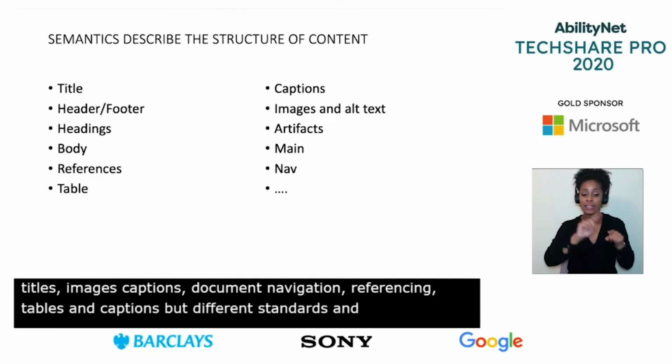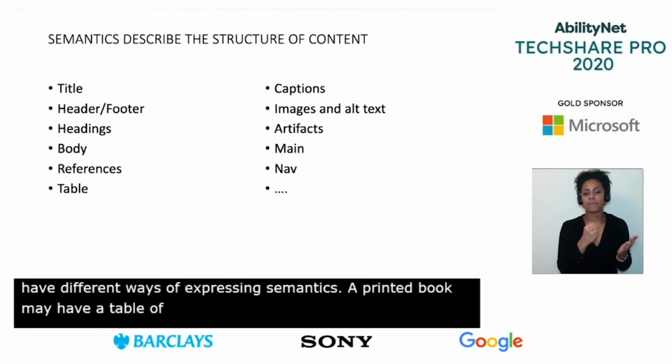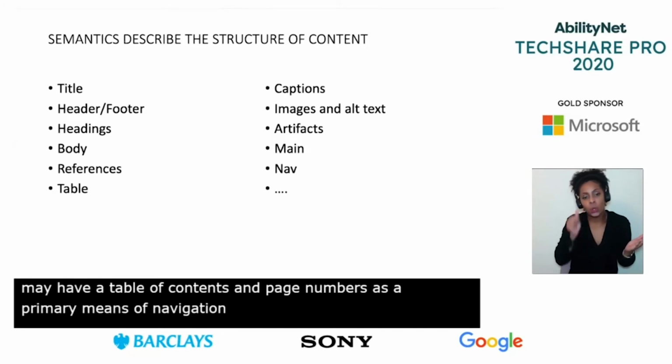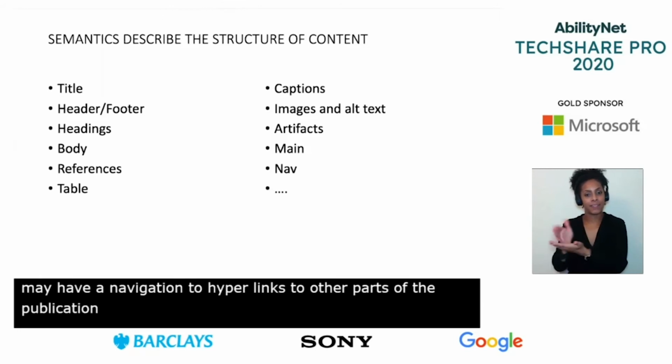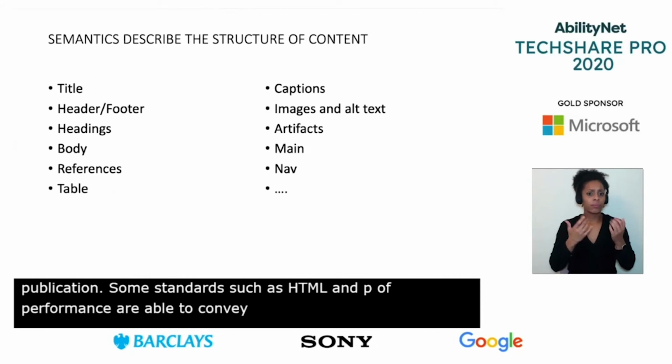For example, a printed book may have a table of contents and page numbers as its primary means of navigation. An ebook, on the other hand, may have a navigation menu with hyperlinks to other parts of the publication. Some standards, such as HTML and PDF, are able to convey a wide range of semantics. However, other standards find this more challenging.